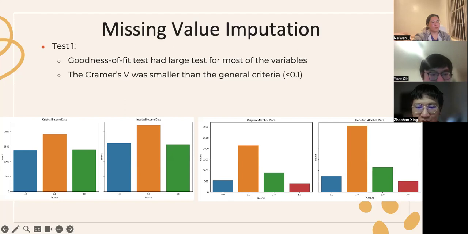But here I will show you two examples before and after the data. You can see actually all of the variables can pass the Cramér's V test with the general criteria. So we think that this imputation is reasonable before and after we impute the data.